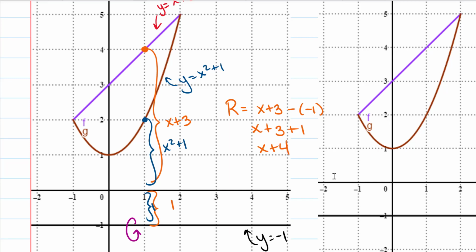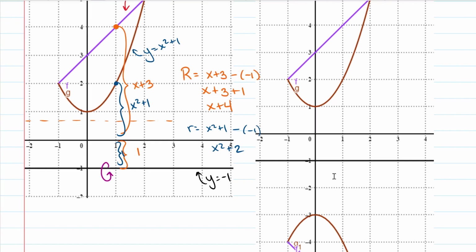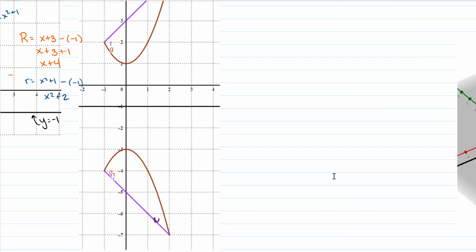The reason we subtract is because if the line was up here, we would have to subtract some of the distance. So we always subtract the y value that we're revolving around. And then little r is going to be x squared plus 1 minus -1, which is x squared plus 2. So if we revolve it, we're going to get a shape that looks something like this.